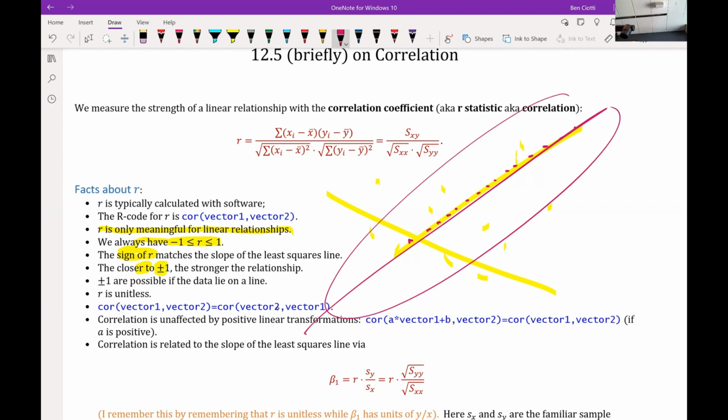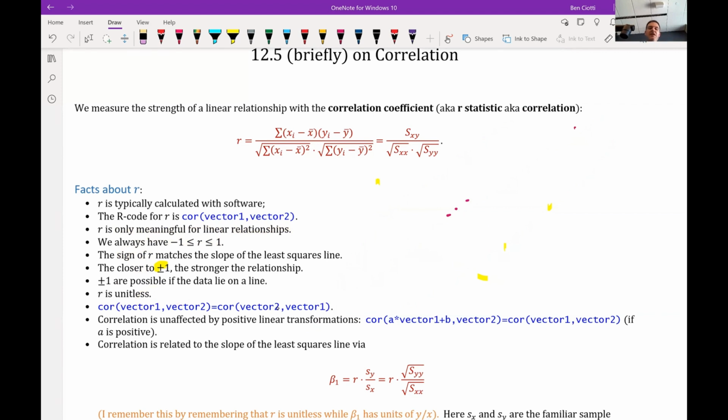R is pretty cool, by the way. It has all these interesting properties. Another useful, interesting property is that it's unitless. The fact that it's unitless, well, okay, hold on. I'll get back to that. Here's another cool property. It doesn't depend on which vector you input first. So the correlation between x and y is the same as the correlation between y and x, right? You can flip the order of the arguments.